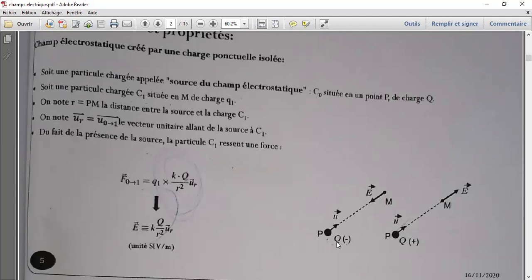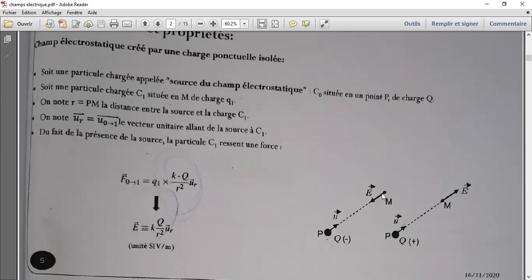And for you to know which one is the source, when you're calculating electric field, you have to see which one is the source and which one is not the source. For you to know, your vector is always going to direct you. For example, here they've said your vector is 0 to 1, and you know that it's moving from P to M.